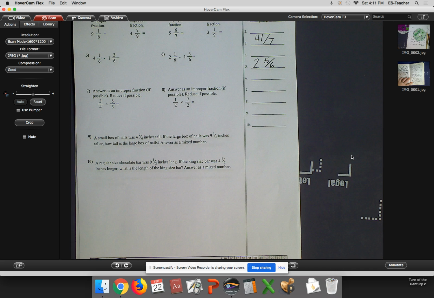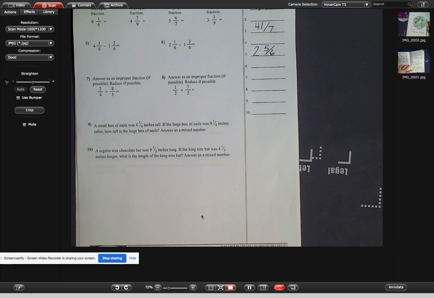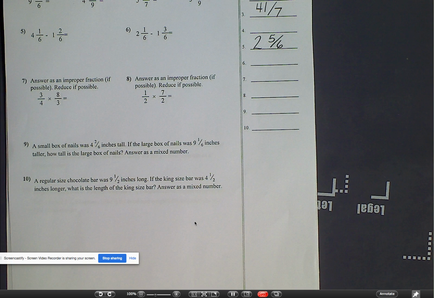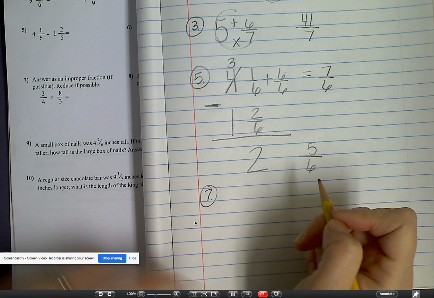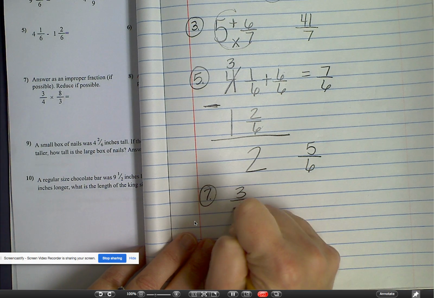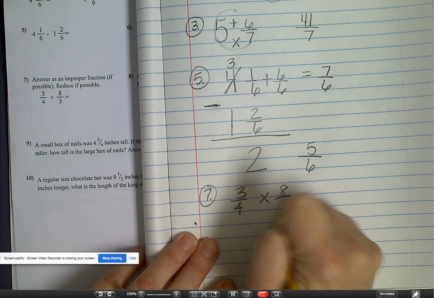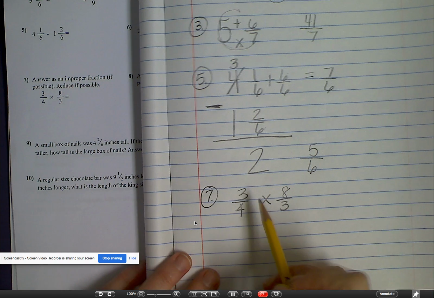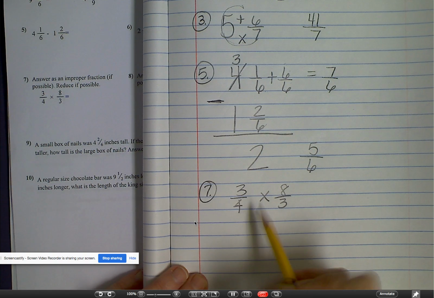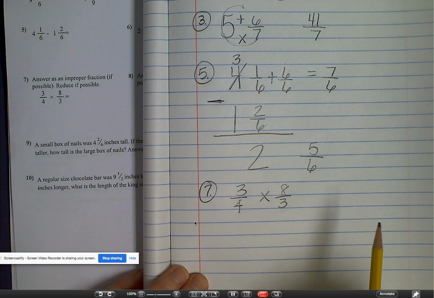Okay. Number 7, answer as an improper fraction if possible, reduce if possible. Okay, so the first thing is my answer is going to be an improper fraction. It says if it's possible. If it doesn't turn out to be an improper fraction, then basically it's saying don't worry about it. But if it does, then you're just going to leave it like that and then reduce it. So I have 3/4 times 8/3.